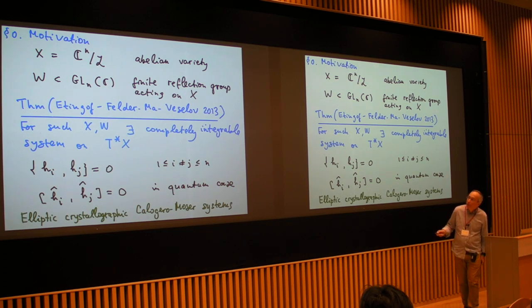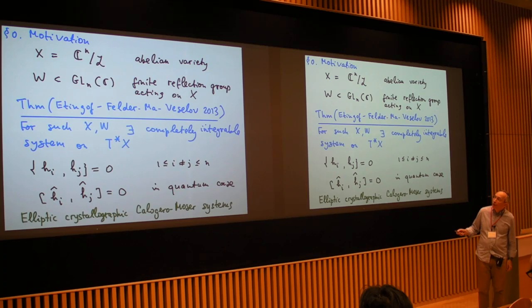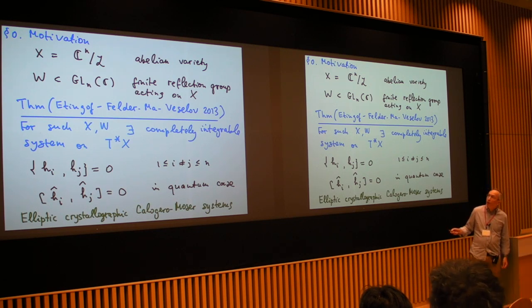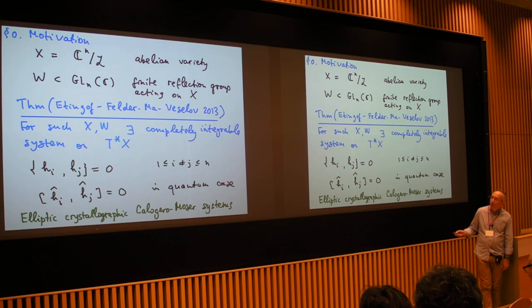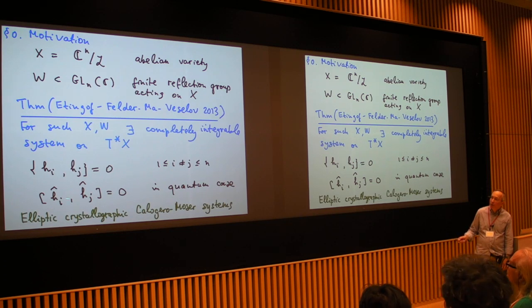Okay, so motivation for this. First let me describe briefly the background for these integrable systems. If you take an abelian variety X on which you have an action of a finite complex reflection group W, then a theorem by Etingof, Felder, Ma and Veselov says that for such a pair X and W, there is a completely integrable system, quantum and classical, on the cotangent bundle to X. So you have a full set of Poisson commuting Hamiltonians in the classical case, or commuting quantum Hamiltonians in the quantum case. This is what I will refer to as elliptic crystallographic Calogero-Moser systems.